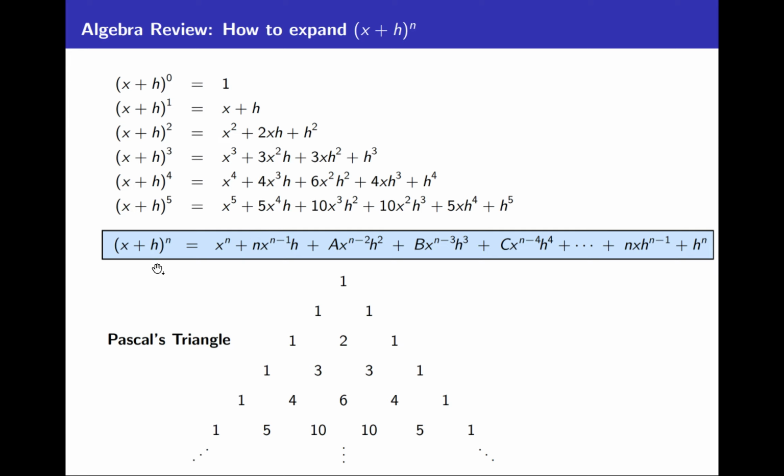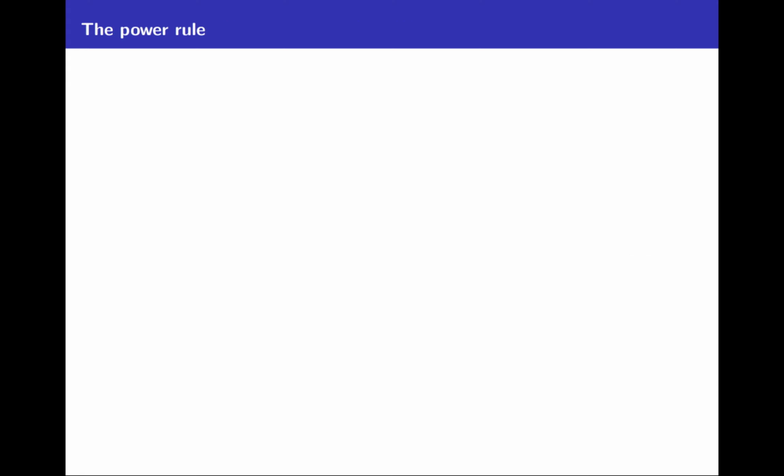So this was our quick algebra review. It tells us the structure of x plus h to the power of n. So what's in this blue box? We're going to use in just a second when we derive the power rule. Here it is. The question we're concerned with is, if f of x is x to the power of n, then what is f prime? What is its derivative?